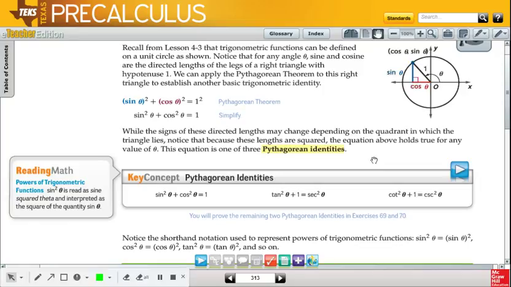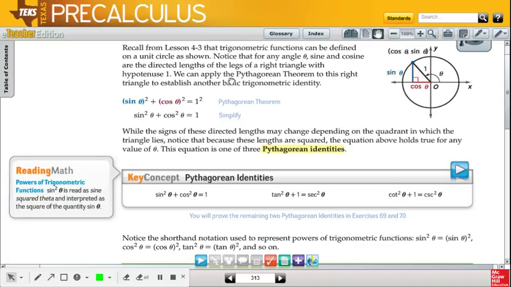Now we're going to go over another concept of trigonometric identities. So a little info from 4.3. In the textbook it says, recall from lesson 4-3 that trigonometric functions can be defined on a unit circle as shown on the right here. Notice that for any angle theta, sine and cosine are the directed lengths of the legs of a right triangle with hypotenuse of 1. So the hypotenuse of 1, sine theta, the vertical line, and cosine theta, the horizontal line.